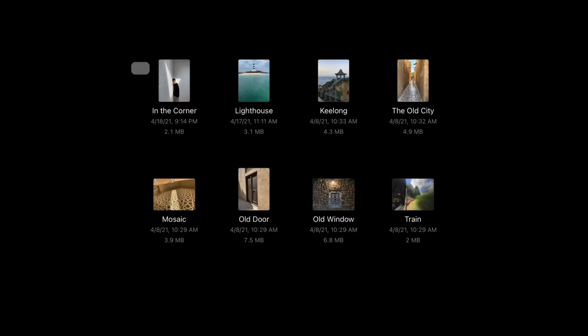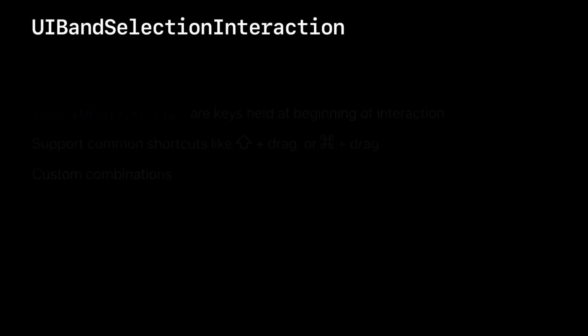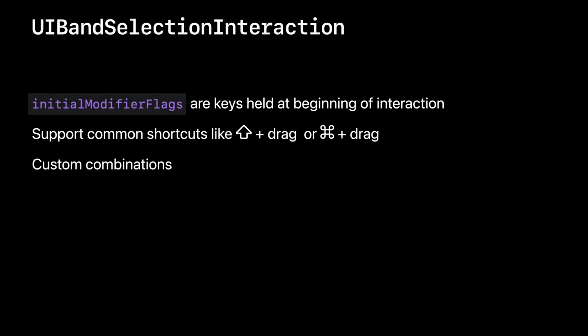In addition to basic selection, UICollectionView's built-in band selection supports some common keyboard shortcuts out of the box. Holding Shift at the start of the drag, for example, causes items to be added to an existing selection, rather than replacing the currently selected items. Holding Command toggles the selection state of items in the selection rect. This can be implemented in custom UI using the interaction's initial modifier flags property, which provides the keys held at the start of the drag. Since it's a set of all the pressed modifiers, you can respond to arbitrary key combinations to support custom or more advanced behavior that's specific to your app.